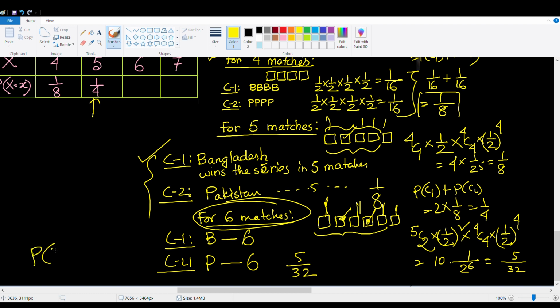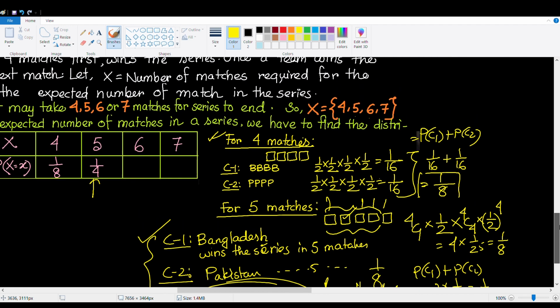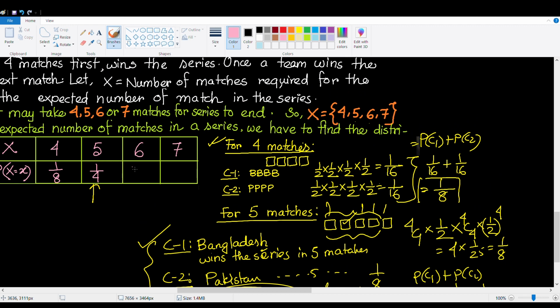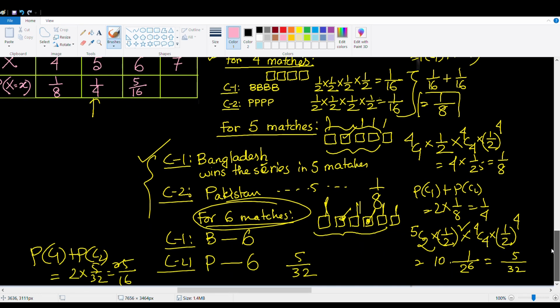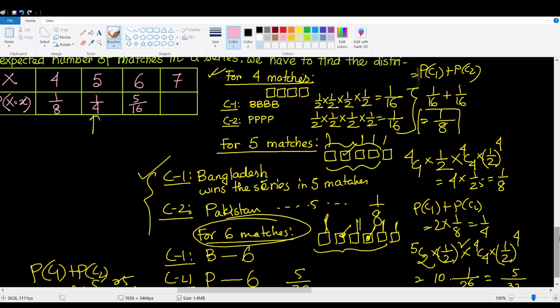Therefore, P of C1 plus P of C2 would be 2 times 5 by 32, which is 5 by 16. So let's put the probability here, 5 by 16. And for 7 matches, we have to do a similar calculation. The probability we're going to get is 5 by 16 again. So try it yourself.